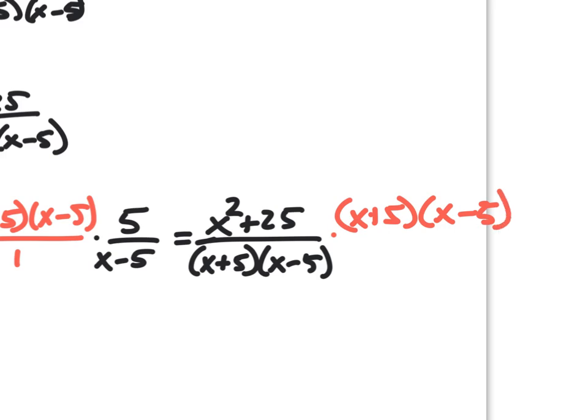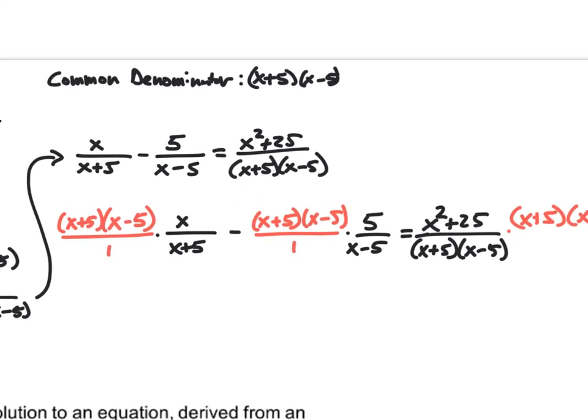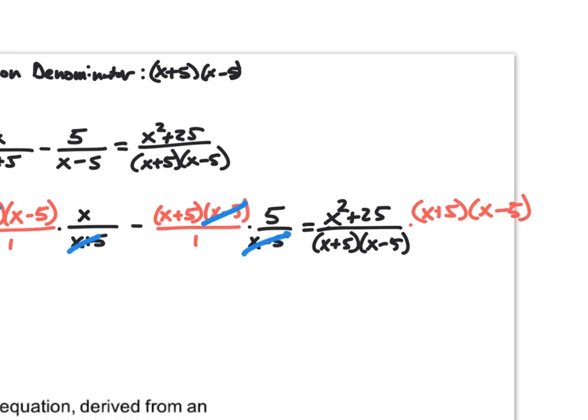Now comes the fun part of dividing out anything that you see. What I see over here is I have a common x plus 5. We're multiplying everything, so I can divide those out. So this divides out, and then the x minus 5s divide out. And on the other one, the x plus 5 and x minus 5s all divide out.